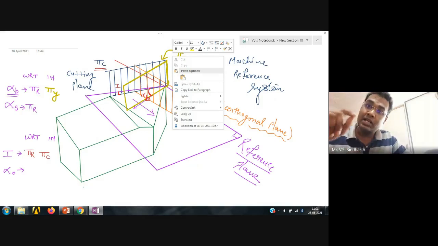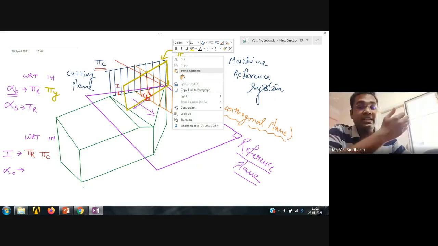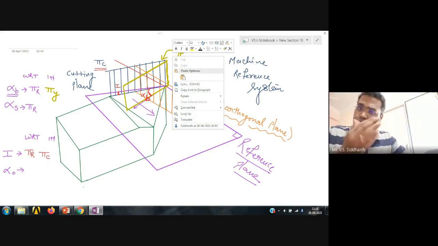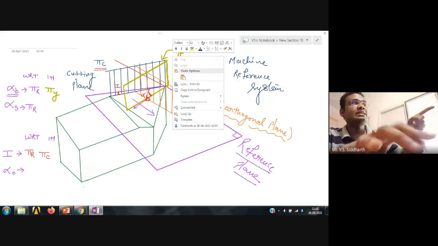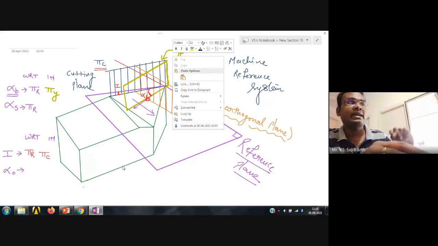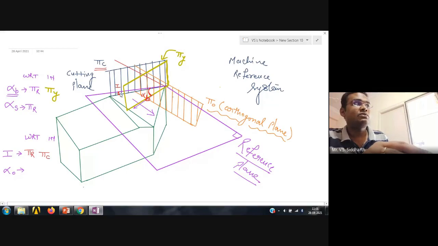Initially the angle was more, but since the rake face is having two inclinations, the inclination angle is smaller than the back rake angle. This inclination angle's magnitude is smaller when compared to the back rake angle. Have you got it? How many of you have not got it? How many of you want me to repeat it once again?